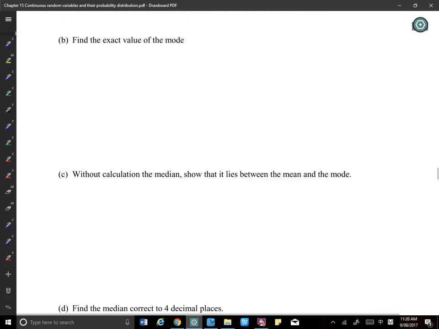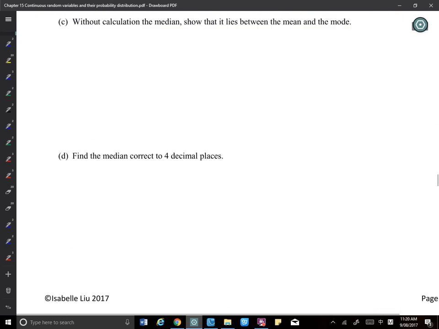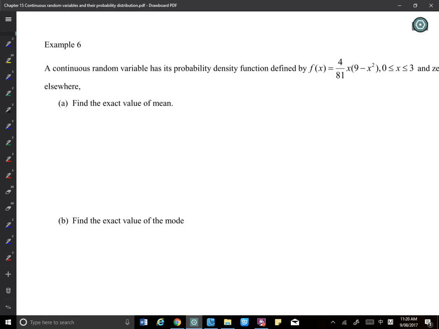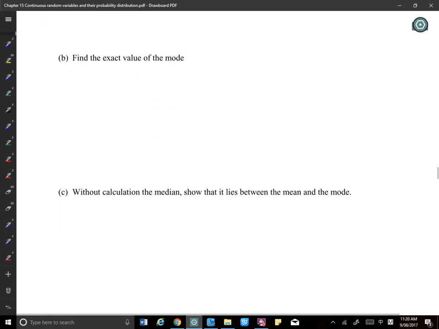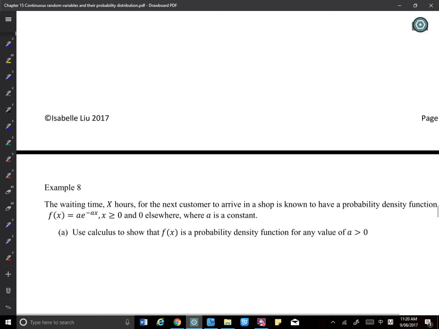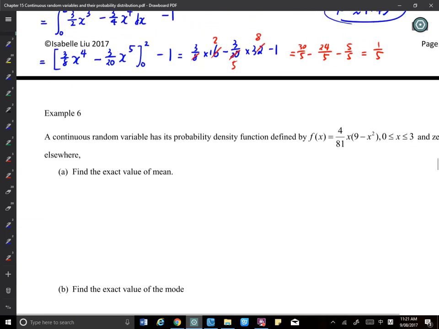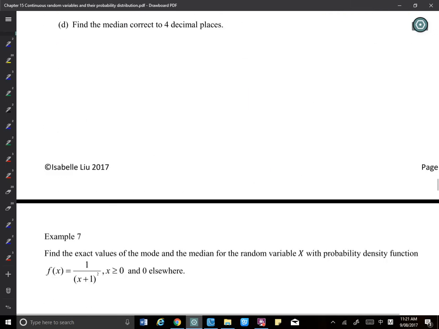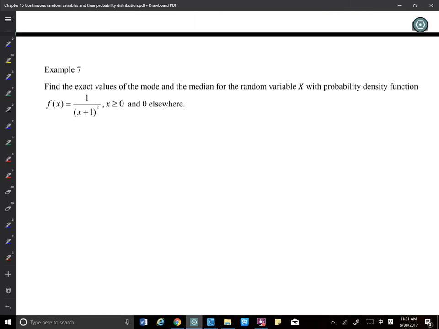You still have 5 minutes, and I want to give some homework before tomorrow's lesson. I want you to do example 6 and example 7. Example 8 will be different, it will be another thing. I will talk about example 8 later. But I want you to do example 6 and example 7 before tomorrow's lesson.